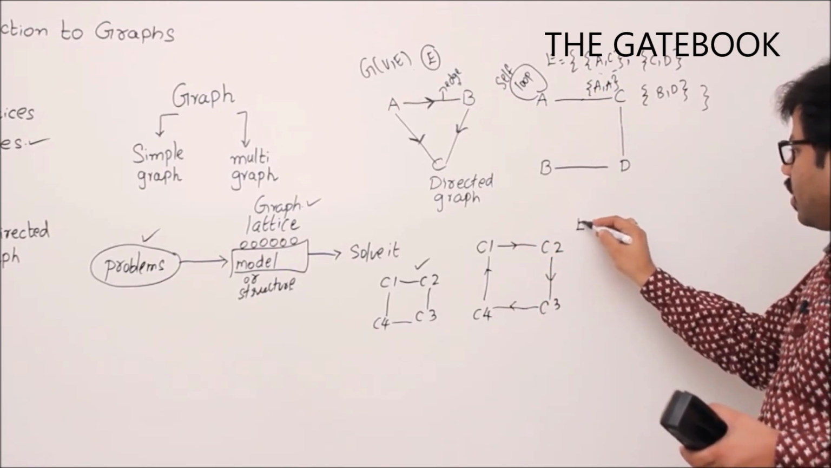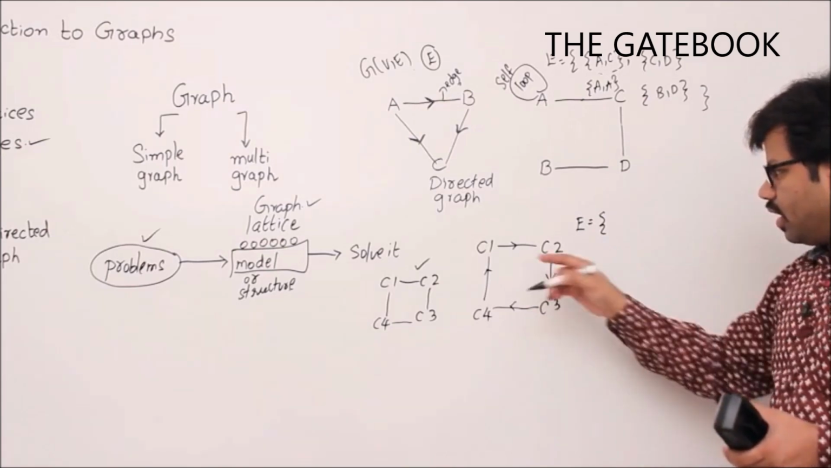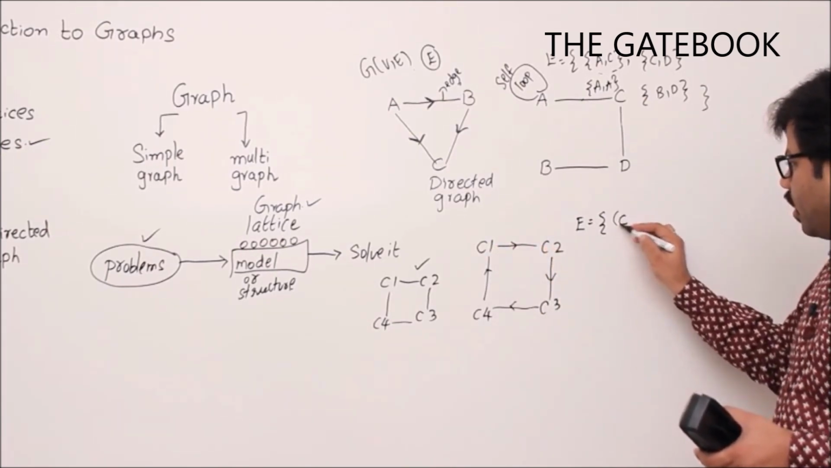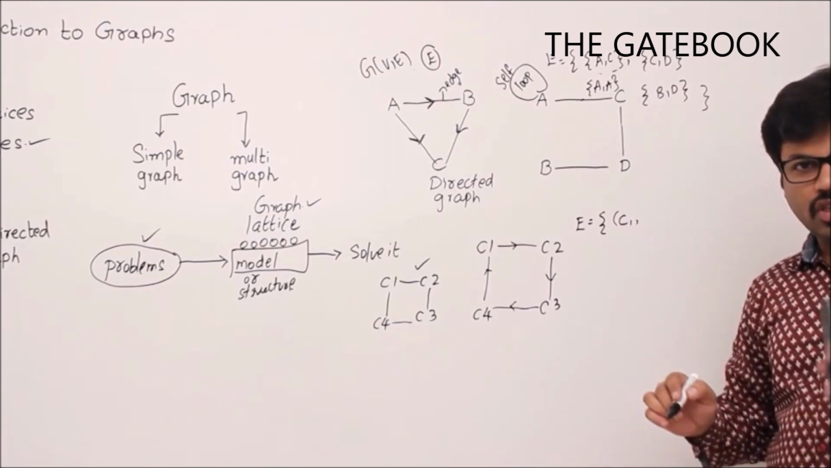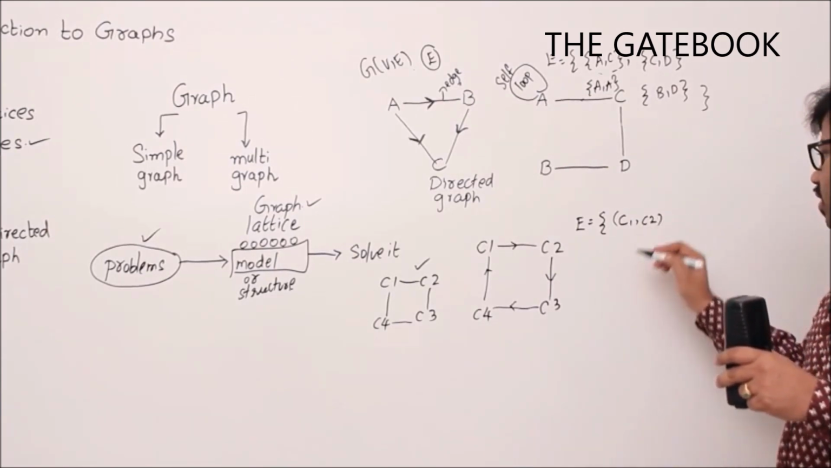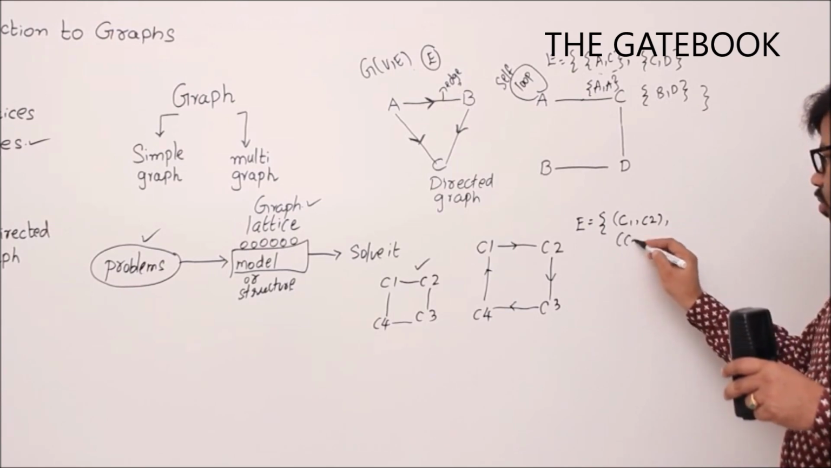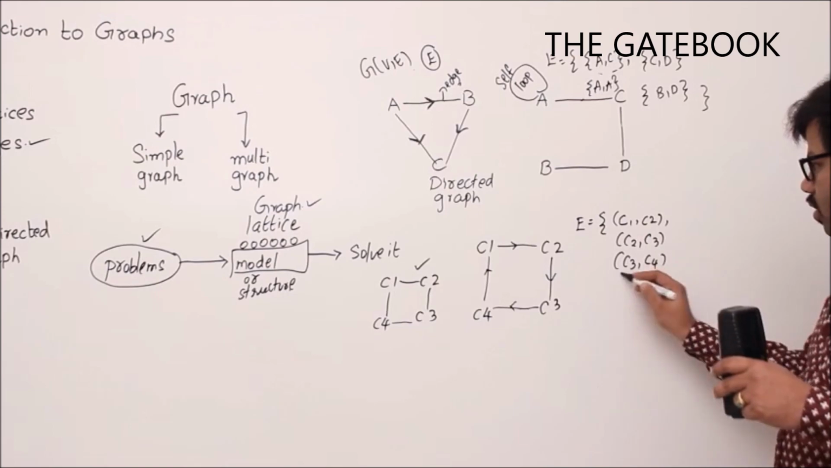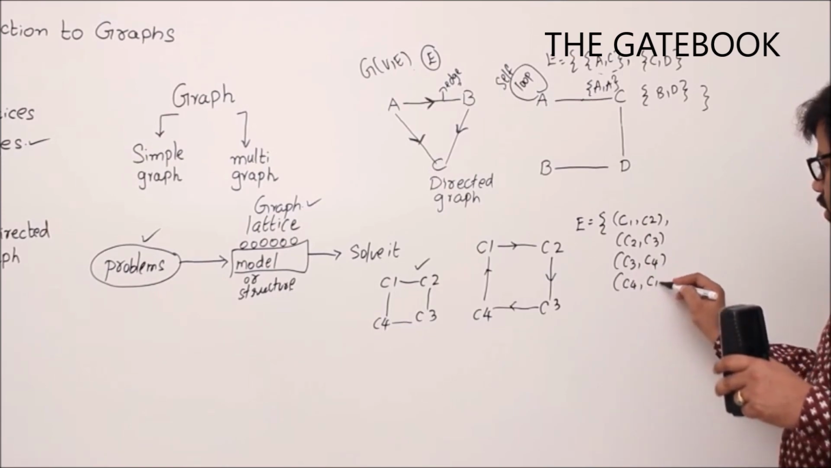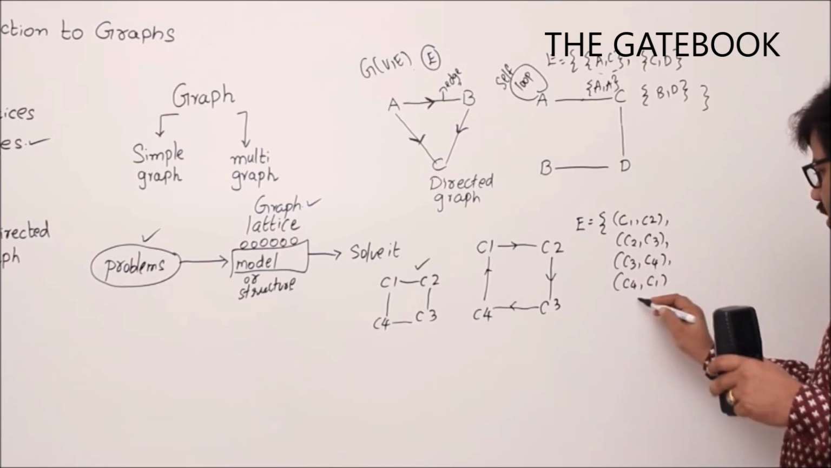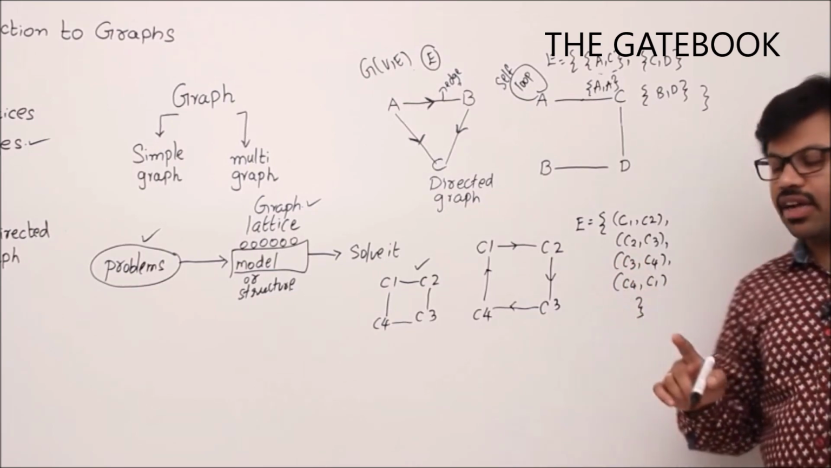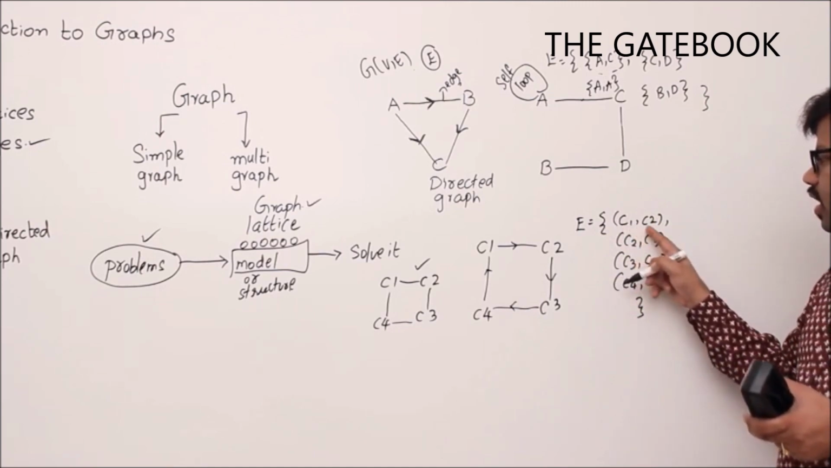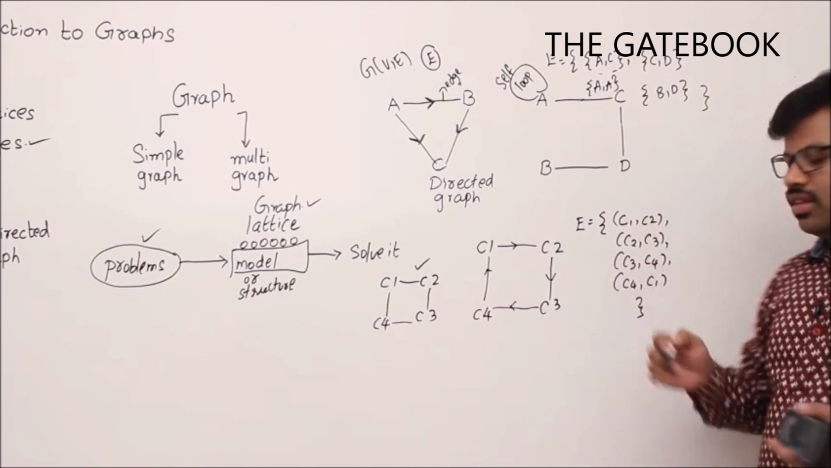So let me show that. First we write the edge set E. Now to represent the edge C1 to C2, direction is important. So in mathematics we use a structure called an ordered pair, right? C1 comma C2, then C2 comma C3, then C3 comma C4, then C4 comma C1. So here there are four elements in this edge set. So the directed graph edges are nothing but elements where each element is in the form of an ordered pair. That's it.